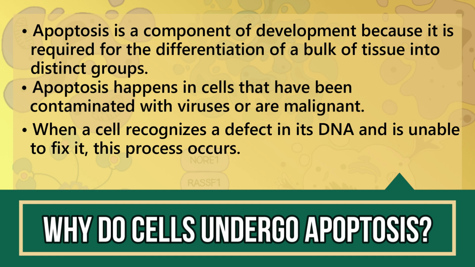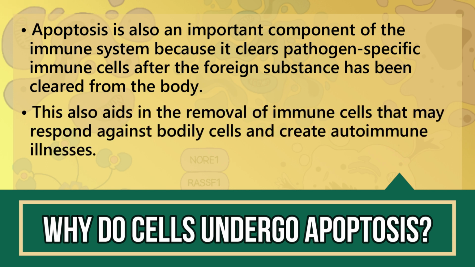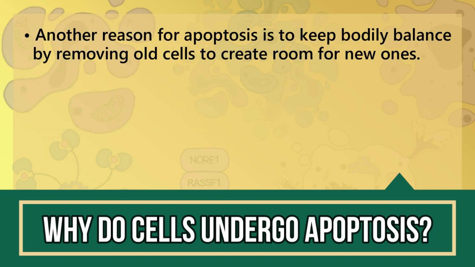When a cell recognizes a defect in its DNA and is unable to fix it, this process occurs. Apoptosis is also an important component of our immune system because it clears pathogen-specific immune cells after the foreign substance has been cleared from the body. This also aids in the removal of immune cells that may respond against bodily cells and create autoimmune illnesses. Another reason for apoptosis is to keep bodily balance by removing old cells to create room for new ones.